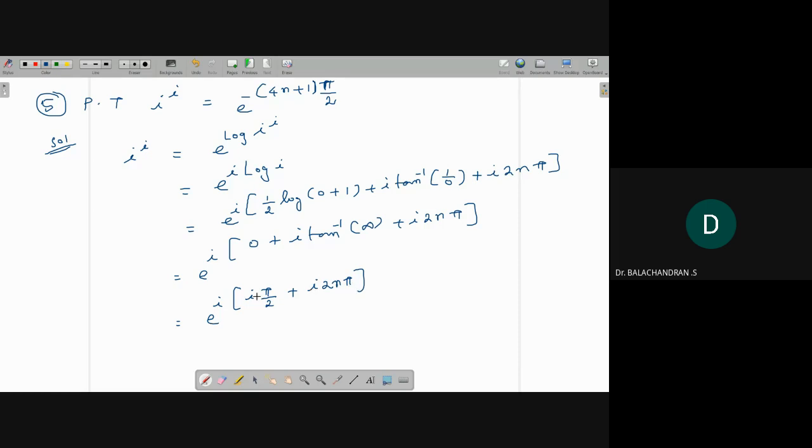So now I took i commonly. I think Kavimani told that i pi by 2 plus i 2n pi. Okay. So if it is a principal value, log i is what? i pi by 2. So log i principal value is i pi by 2. But this is the general value, which means i pi by 2 plus you should add i 2n pi.